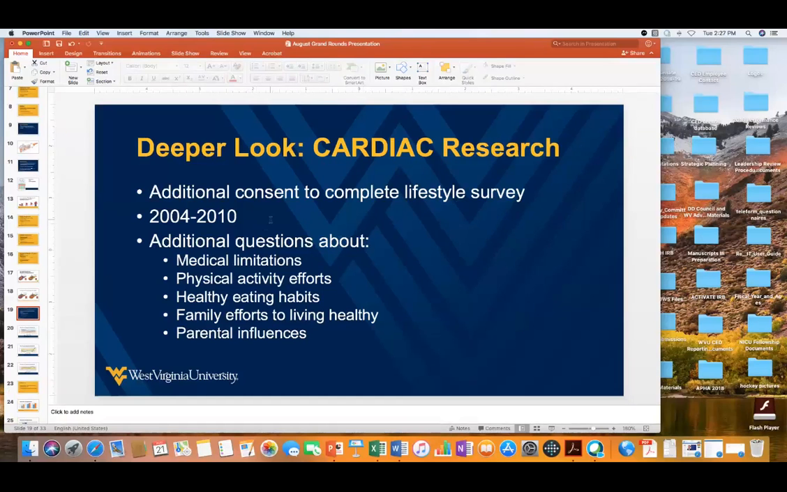And in that, we asked more questions about medical limitations. That's where we get information about children with disabilities. But I'll say right now that we didn't look at that as closely as we should. We also asked about physical activity efforts, healthy eating habits, family efforts to live healthy, and then parental influences. So that was a bigger part of this survey.